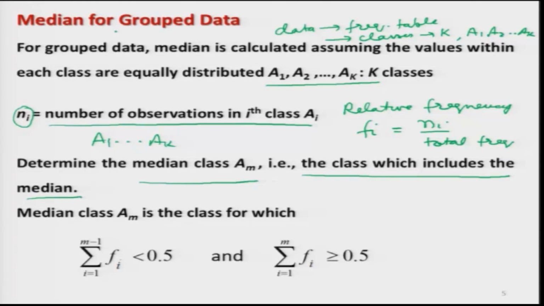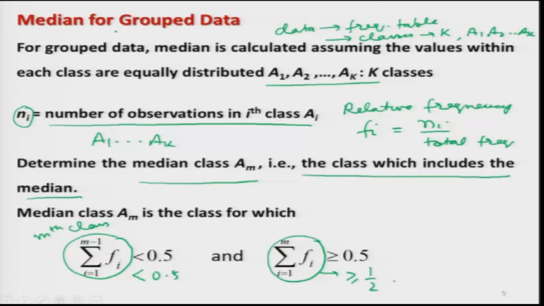I can define this median class as the mth class, where if I sum all the relative frequencies from 1 to m minus 1, this sum is going to be smaller than half, and the summation from i equals 1 to m is going to be greater than or equal to half. So this is going to be my median class.